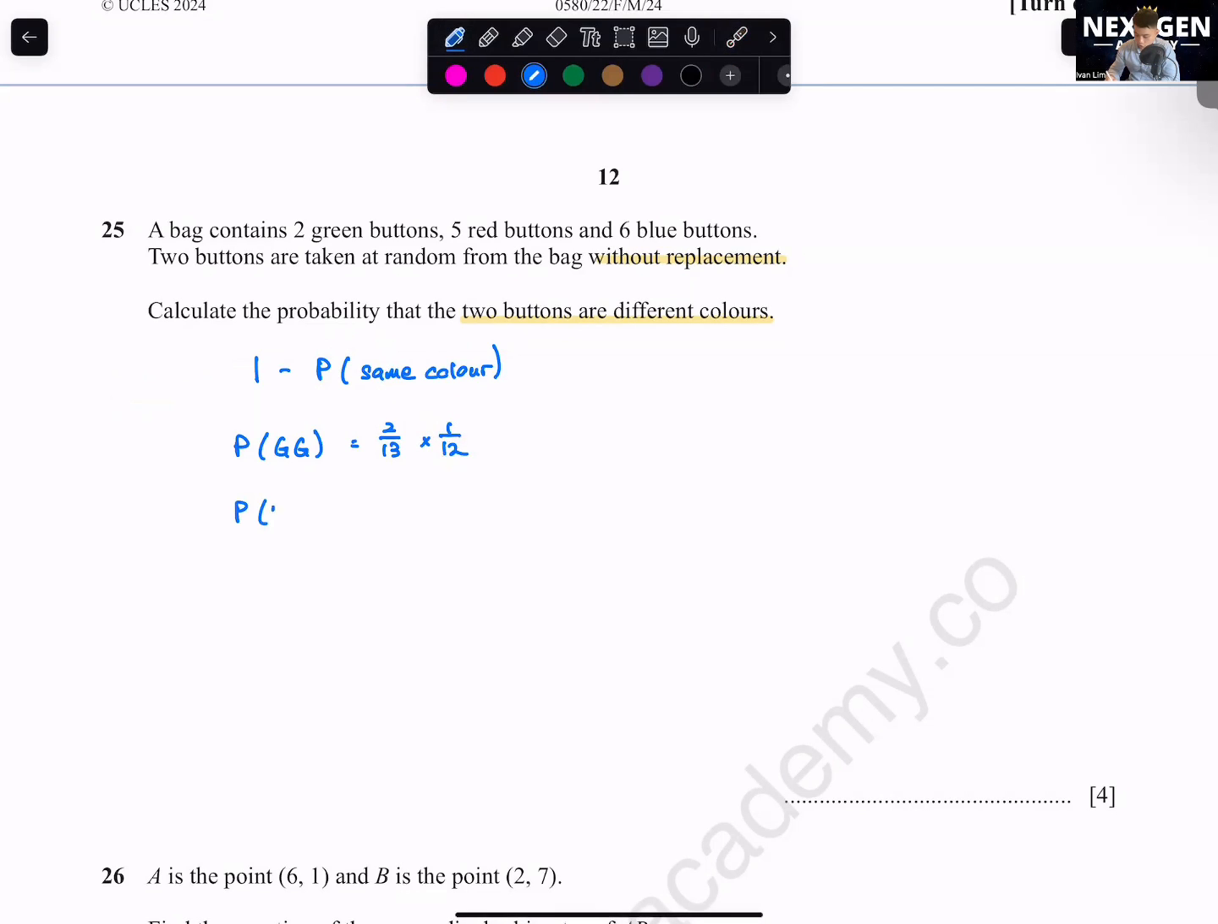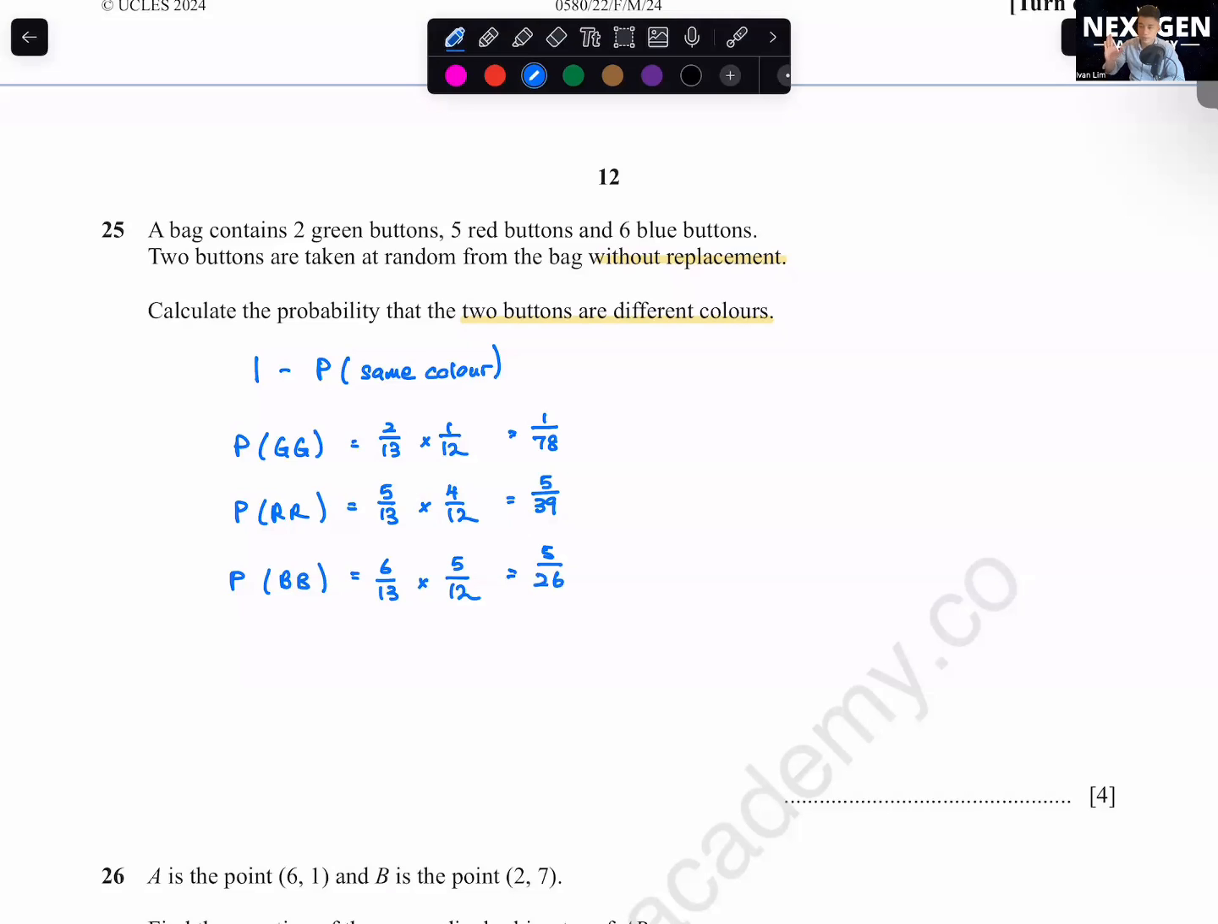Next one, red, red. Red, red will be 5 over 13 times 4 over 12. Third one, blue, blue. Blue, blue will be 6 over 13 times 5 over 12. Okay, calculate this. This one will be 1 over 78, this one 5 over 39, and then this one 6 over 13 times 5 over 12, which is 5 over 26.